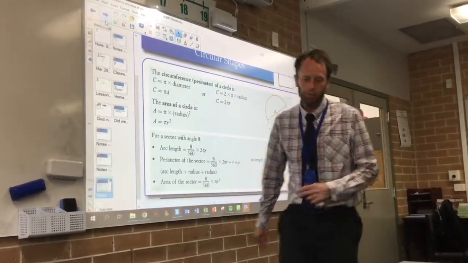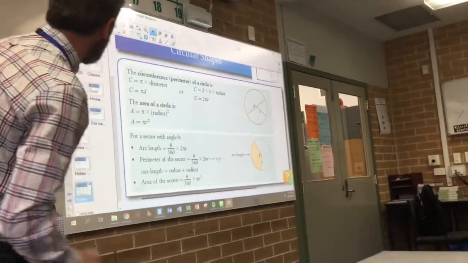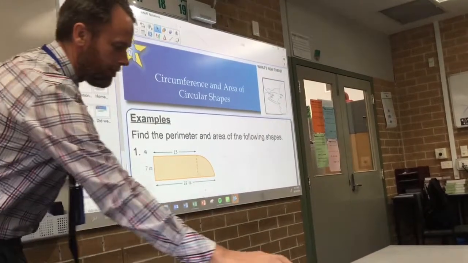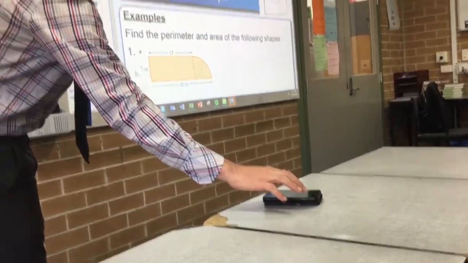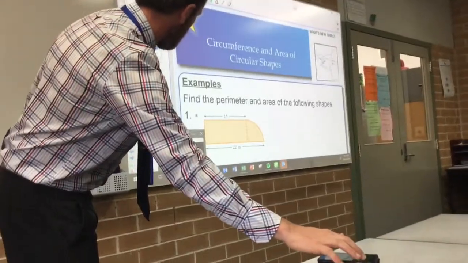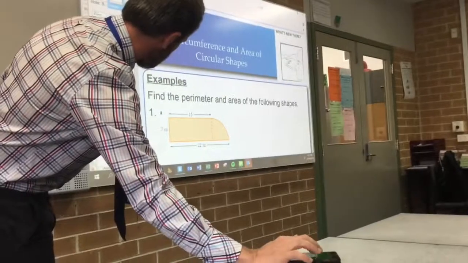Let's actually have a look at a more complicated example. So, if my mouse will respond, we have here 2 questions where we need to find the perimeter of these shapes. Sorry, my mouse is being painful.